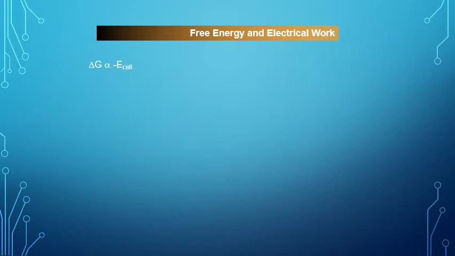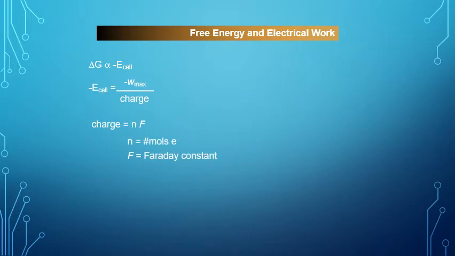When we look at the delta G value, we know that it is proportional to the negative Ecell for a particular system. We also related delta G as the maximum amount of work that can be done on the surroundings by the system. And so we can say that the negative Ecell for a particular reaction is equal to the negative W max divided by its charge. The charge by definition is the number of moles of electrons times Faraday's constant, which is basically the charge per mole of electrons. So that way you can get it into just your charge.